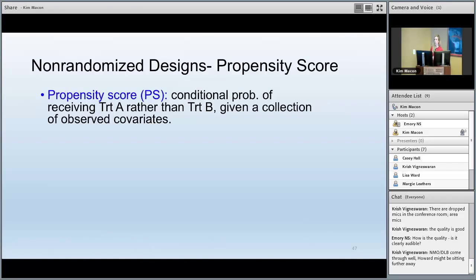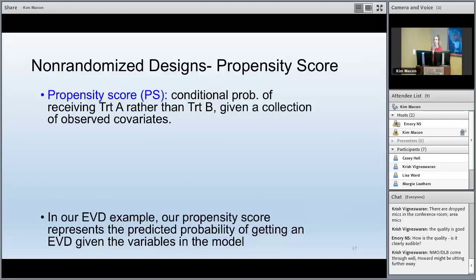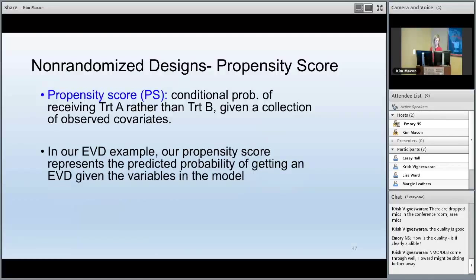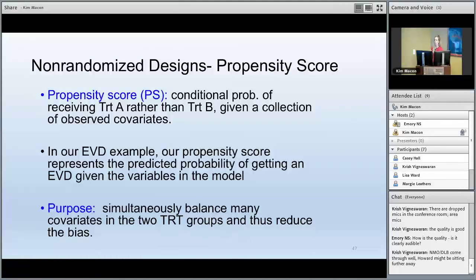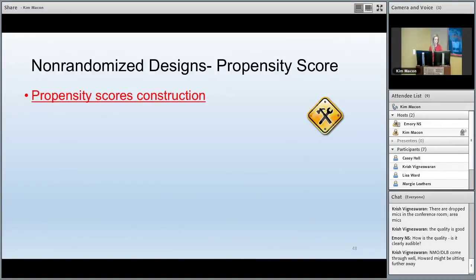A propensity score is a conditional probability of receiving treatment A, like getting an EVD, rather than not getting an EVD, given a collection of observed covariates. So again, in our EVD example, the propensity score represents the predicted probability of getting an EVD given the variables in the model. The purpose of this is to simultaneously balance as many of these covariate differences between the 2 treatment groups and reduce the bias.